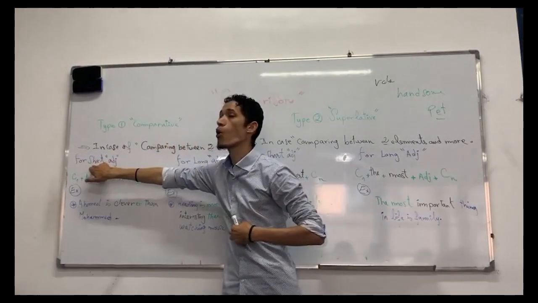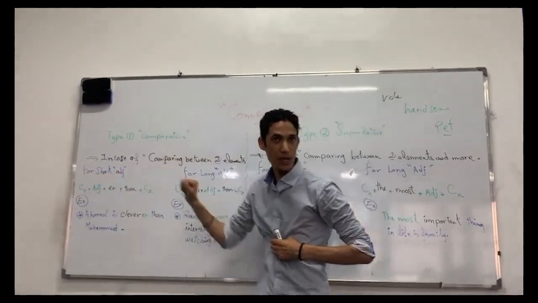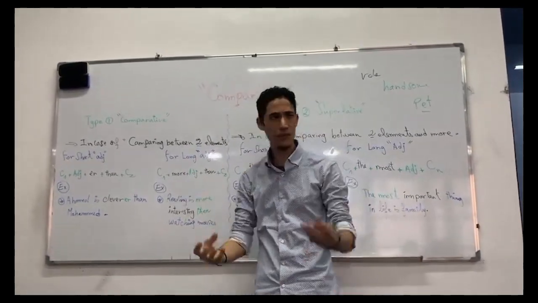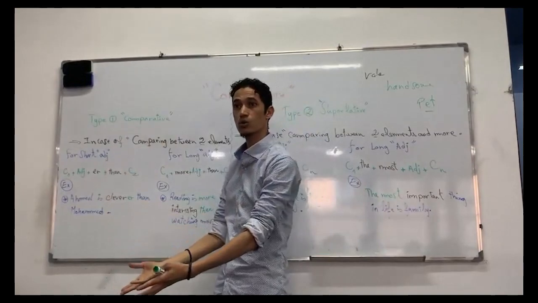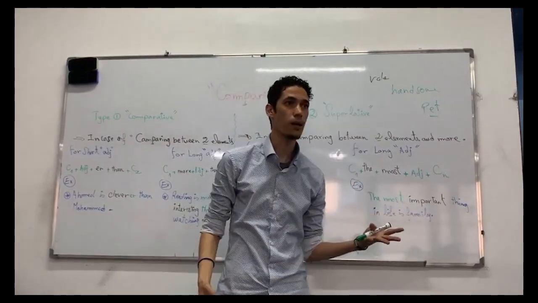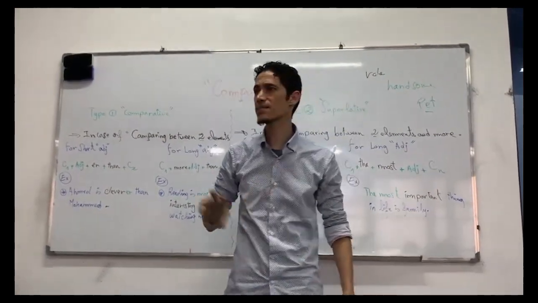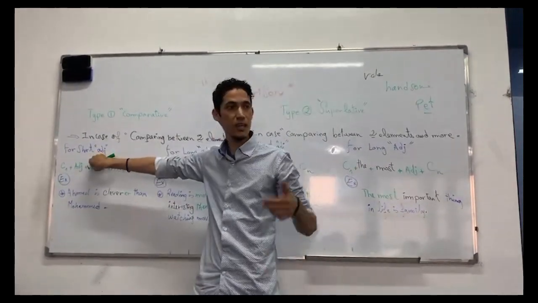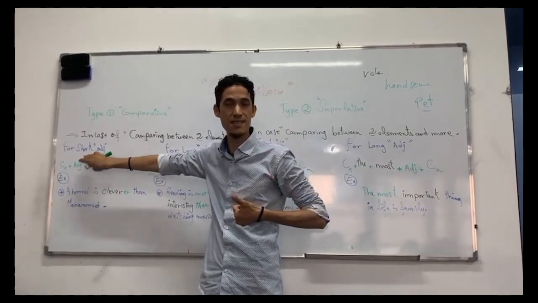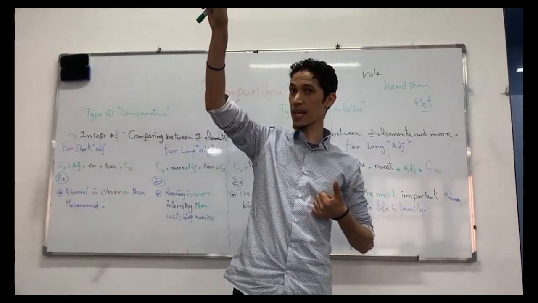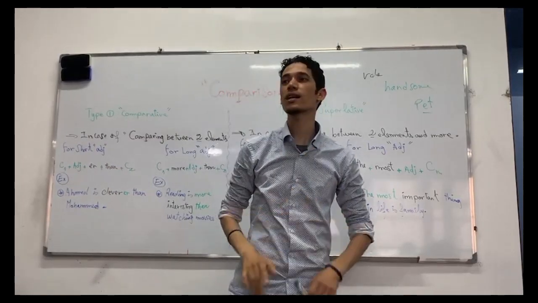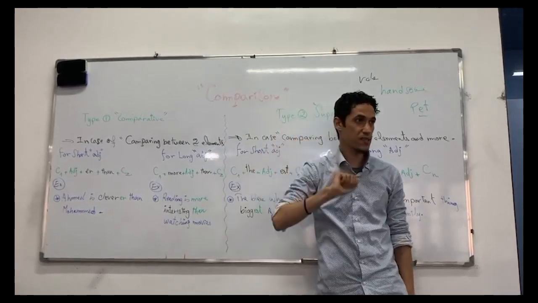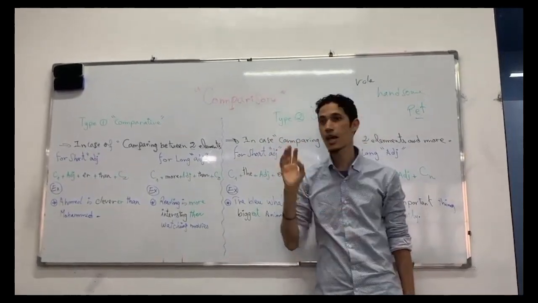The exception number one, we have for short adjective, and the second one is for long adjective. What is a short adjective and a long adjective? It is the syllables. The number of syllables: if the adjective consists of one or two syllables, it is called a short one. If it consists of more than two syllables, we call it a long adjective.